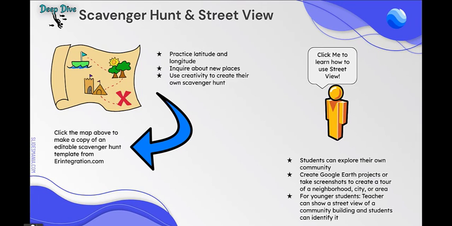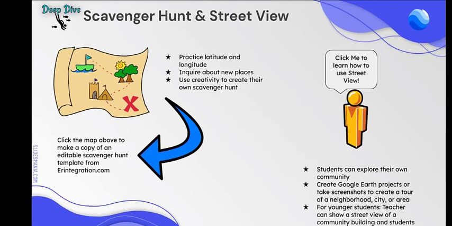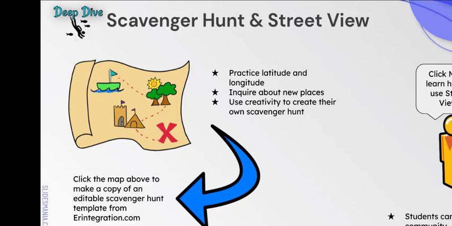Let's take a deep dive and look at two other things that you can do within Google Earth, and that is scavenger hunts and street view. Scavenger hunts are great activities for students to practice latitude and longitude coordinates. It helps them to inquire about new places, and if they get familiar with how to use scavenger hunts, they can create their own scavenger hunts within Google Earth.